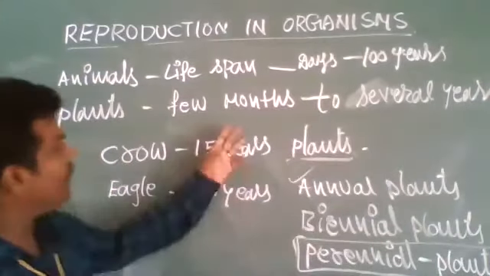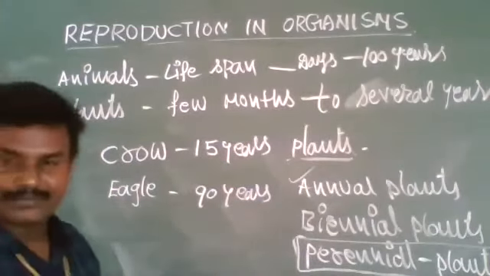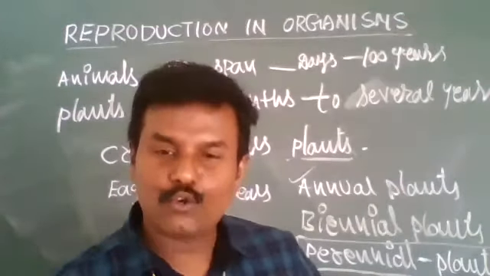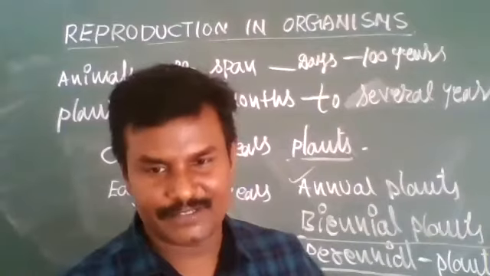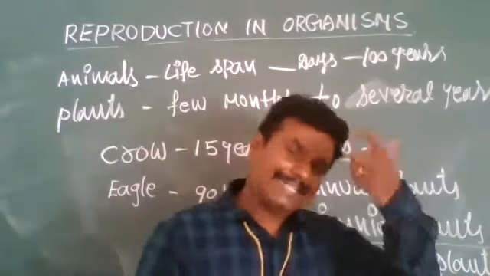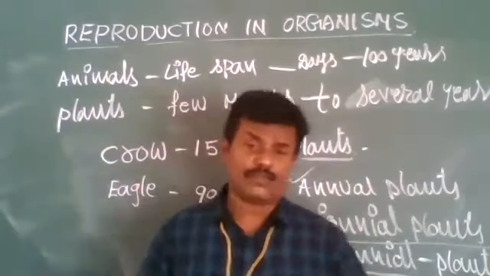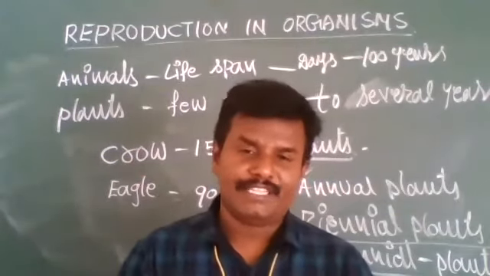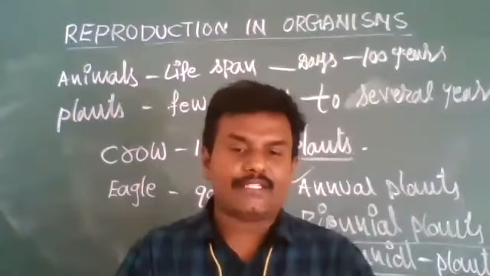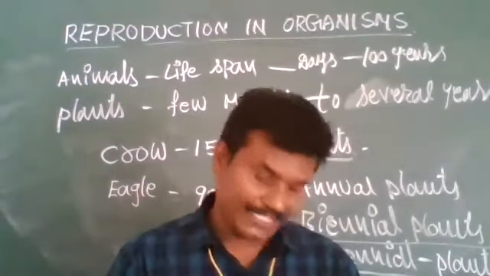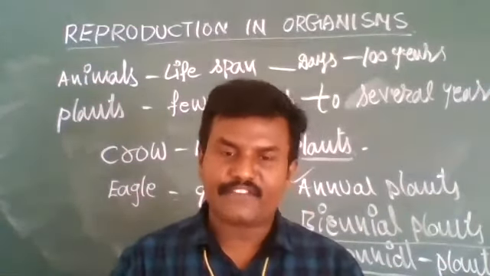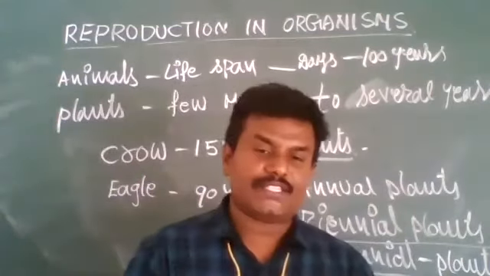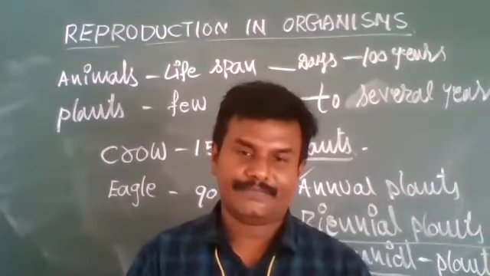Those perennial plants we have already discussed here: banyan tree, redwood tree, mango tree, peepal tree, etc. In the NCERT biology textbook, page number 4 or 5, they have given lifespans of various types of organisms. Those lifespans you have to study.